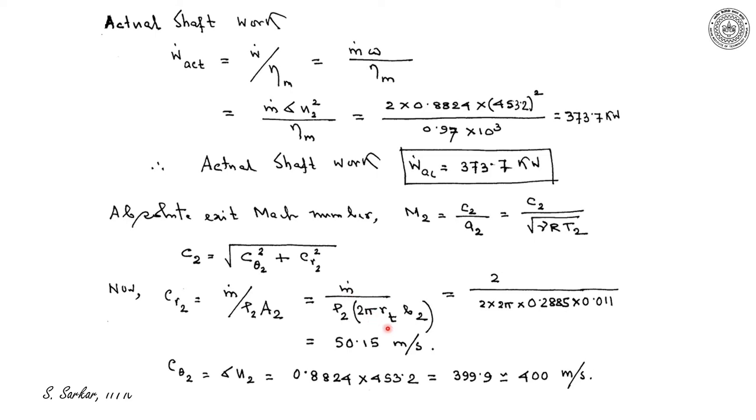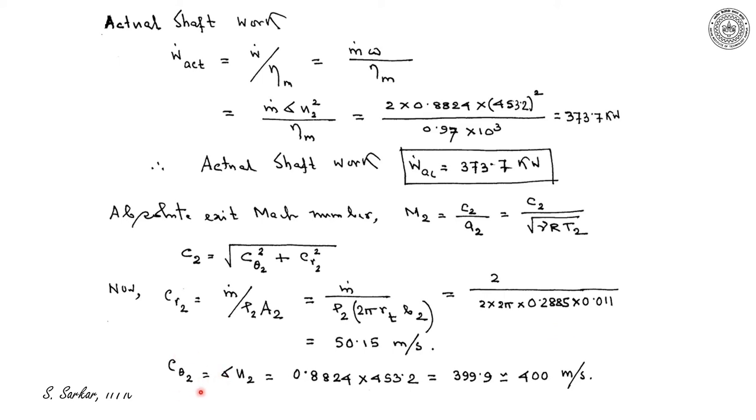Instead of tip radius, it is better to say impeller exit radius. So RT being the impeller exit radius. Now I know all the values here, so I can calculate CR2, putting all the values as stated here. If you evaluate CR2, we will get CR2 as 50.15 meter per second.